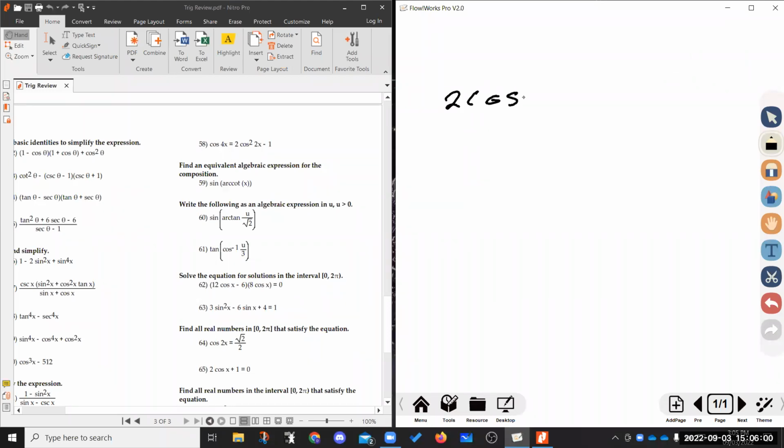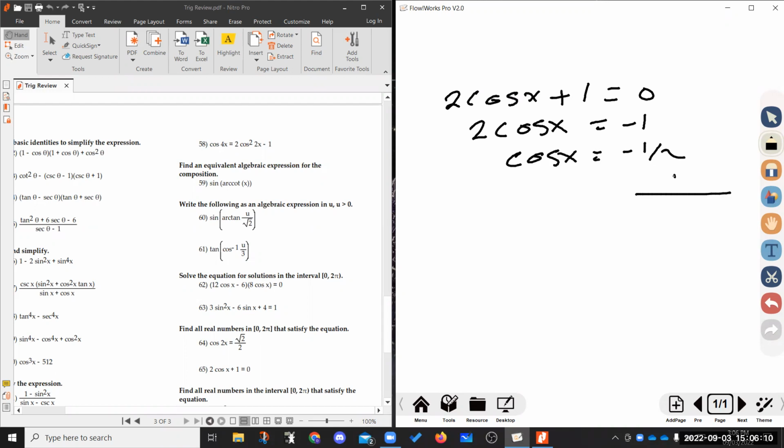2 cosine of x plus 1 is equal to 0. So 2 cosine of x is equal to -1. Cosine of x is equal to -1/2. This is a lot easier. We're here, -1/2.